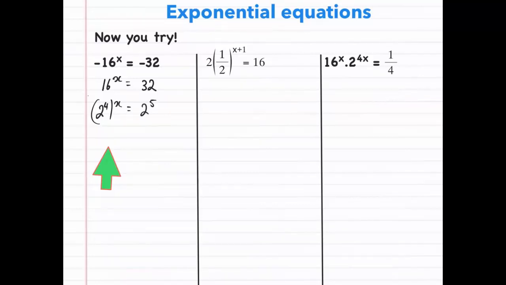And then we use our exponent law. So we write the 2. 4 times x is 4x equals 2 to the power of 5. My bases are the same now, so I can cancel out the 2's.